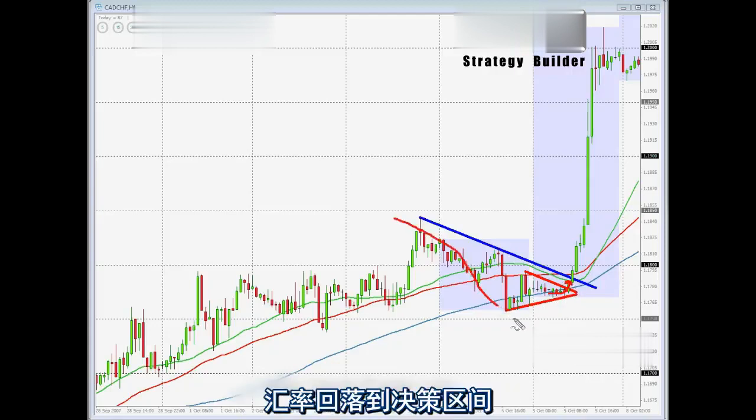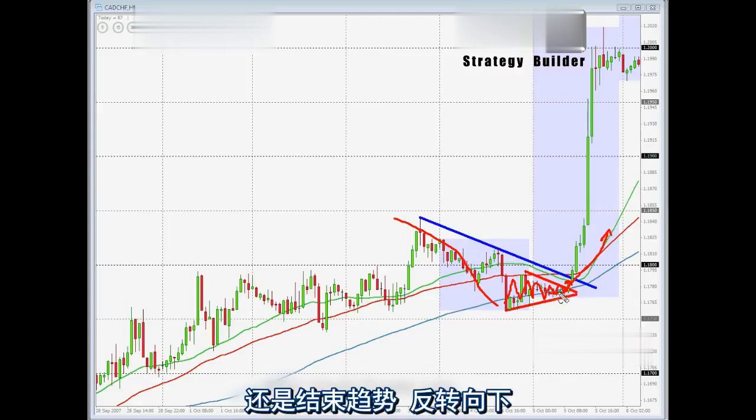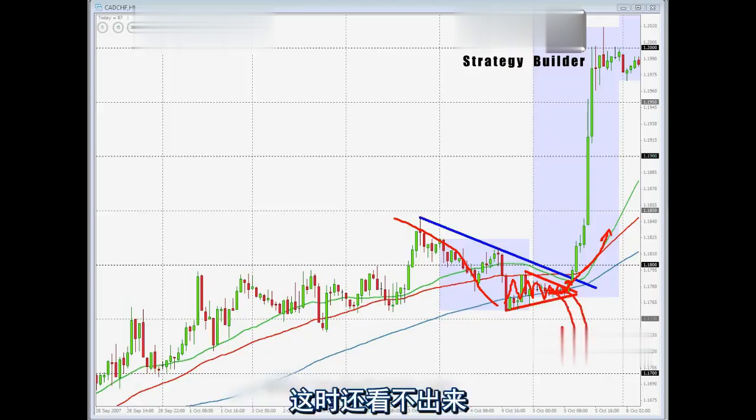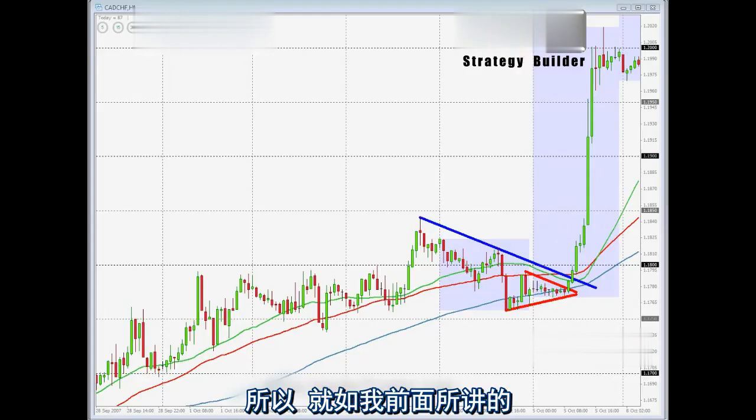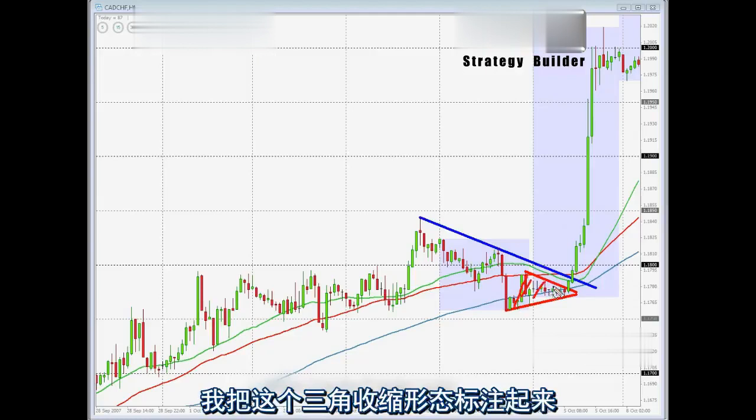Price retraces back to this decision-taking area. A little bit of meandering, of indecision, let's say, takes place here. The market still doesn't quite know whether it wants to continue with the trend or whether the trend has got to end and therefore break into the downside. We still don't quite know. So what we do, as I was mentioning in the previous example, is we simply wait. We mark our congestion area, which in this case takes the shape of a triangle.